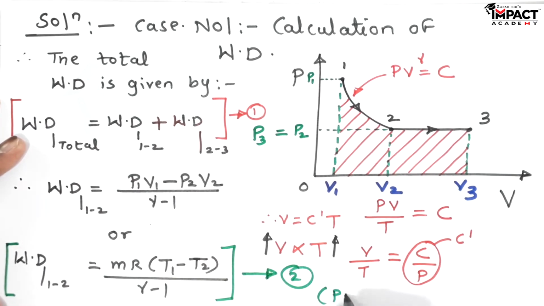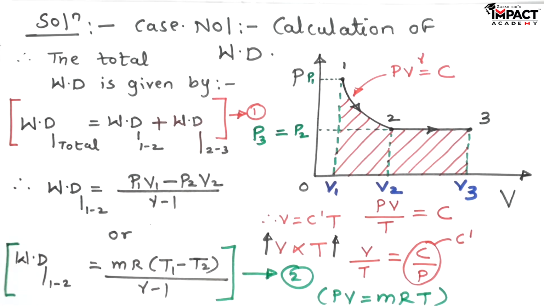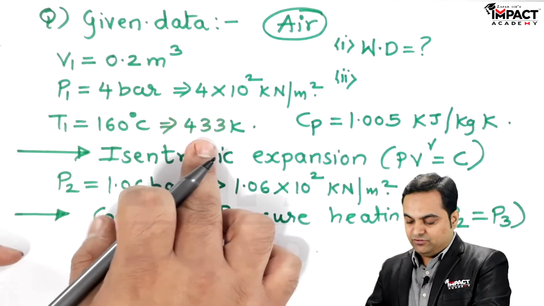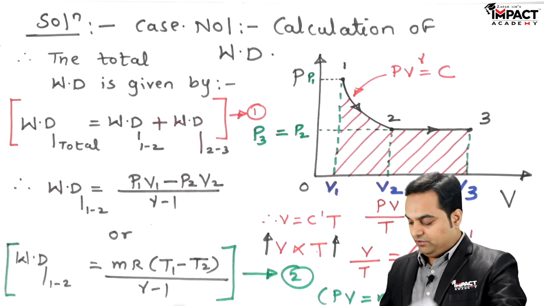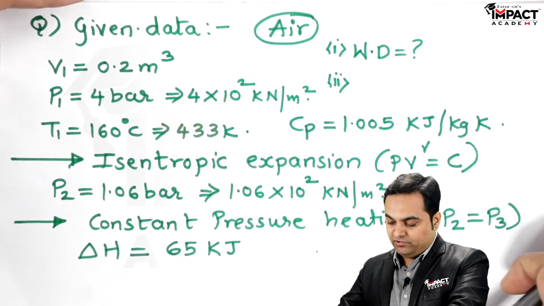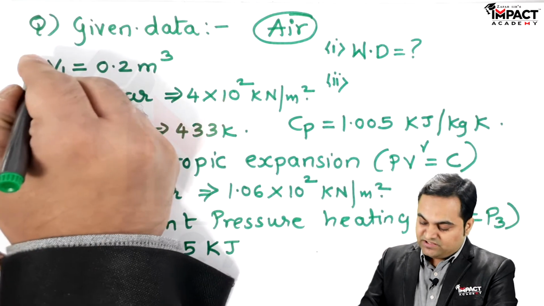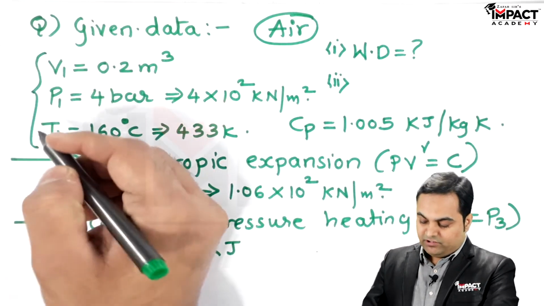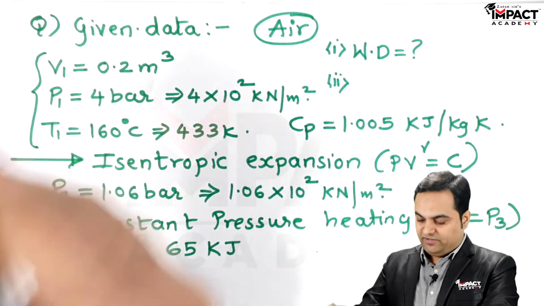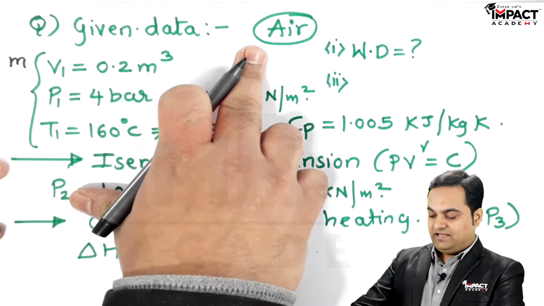Why? Because since PV is equal to MRT, P1 V1 has been replaced with MRT1, P2 V2 with MRT2, so MR is common and it is T1 minus T2. Now when we look into the data, T1 value is known to us, similarly P1 and P2 are known, the only unknown is T2 and also the mass. And remember, whenever for a particular state, like for example for state 1, P1, V1 and T1 are given, these are the hints. Whenever initial pressure, volume and temperature all are given, try to get mass first, that is the mass of air as mentioned in the question.